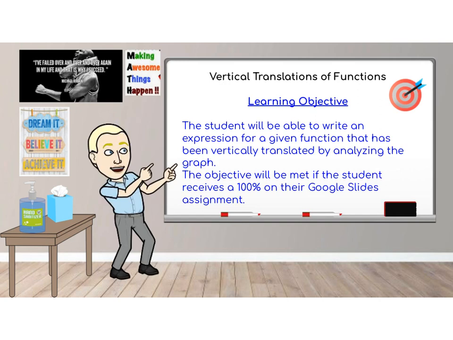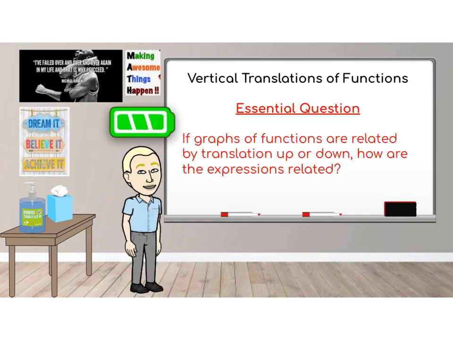Our learning objective: the student will be able to write an expression for a given function that has been vertically translated by analyzing the graph. The objective will be met if the student receives a 100% on their Google Slides assignment. Our essential question: if graphs of functions are related by translating up or down, how are the expressions related?